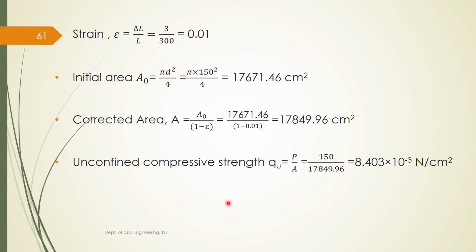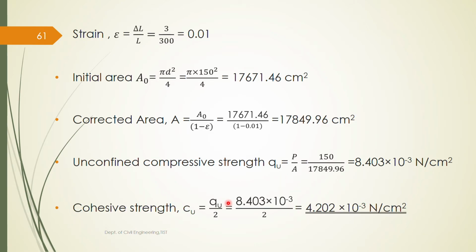Now we know that cohesive strength of soil is equal to Qu by 2. So Cu is equal to Qu by 2. So this is the value for cohesive strength of soil. Okay, this is how you solve the problem.